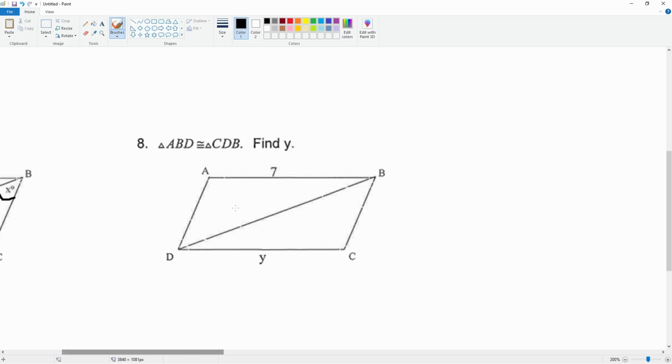Okay. The next one, ABD is congruent to CDB. So AB, first two, matches up with CD, which is just Y. Y equals 7. There you go.